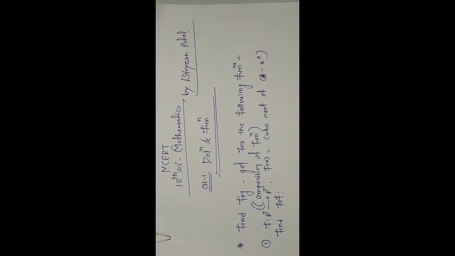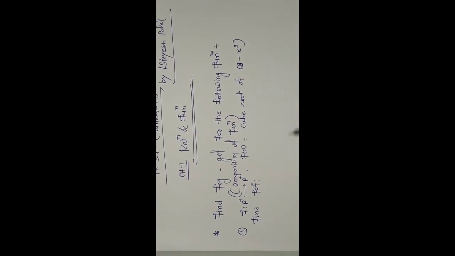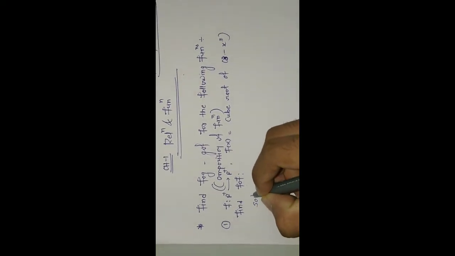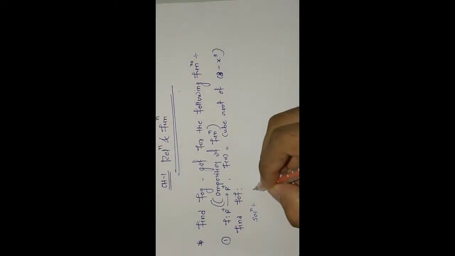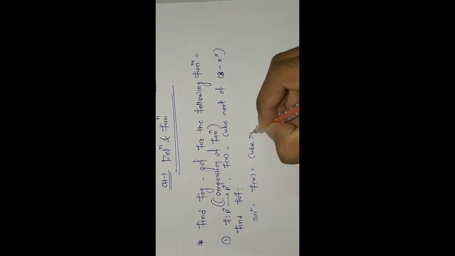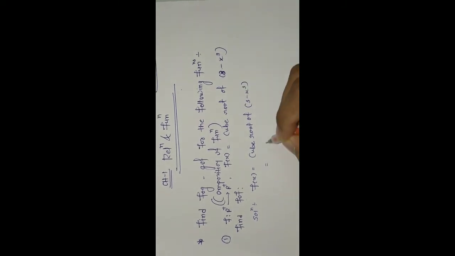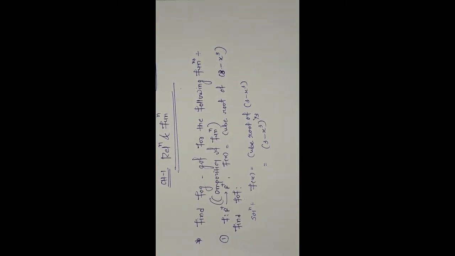Okay, so the question is, find f of g and g of f for the following functions. The function is from R positive to R positive. f of x is the cube root of 3 minus x cube. Find f of f. Okay, so f of x is given as the cube root of 3 minus x cube. That means 3 minus x cube to the power 1 by 3. That is f of x.